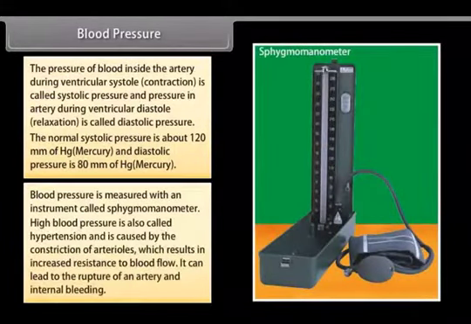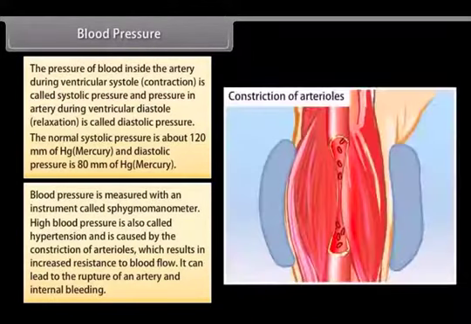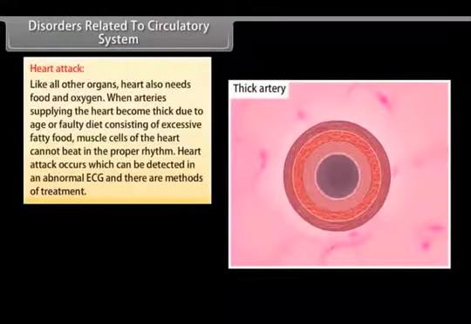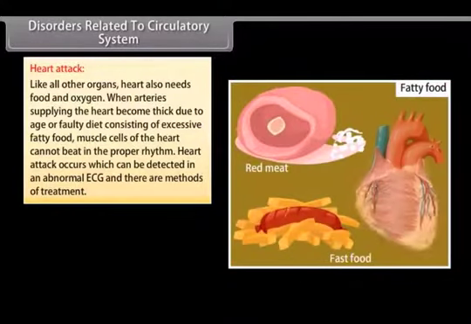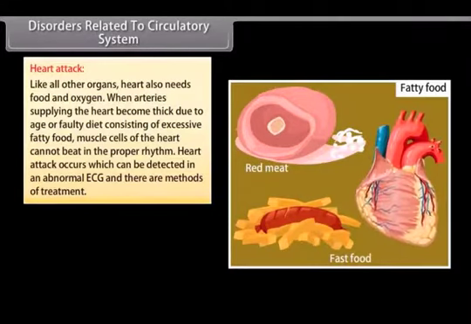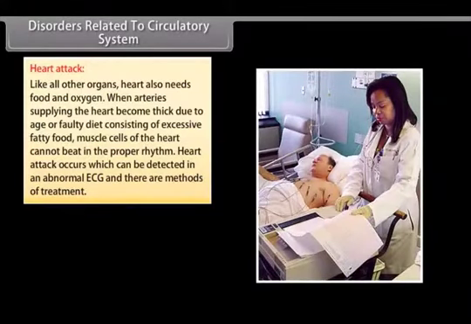High blood pressure is called hypertension and is caused by the constriction of arterioles, which results in increased resistance to blood flow. It can lead to the rupture of an artery and internal bleeding. Disorders related to circulatory system. Heart attack. Like all other organs, the heart also needs food and oxygen. When arteries supplying the heart become thick due to age or a faulty diet consisting of excessive fatty food, muscle cells of the heart cannot beat in the proper rhythm. Heart attack occurs, which can be detected in an abnormal ECG, and there are methods of treatment.